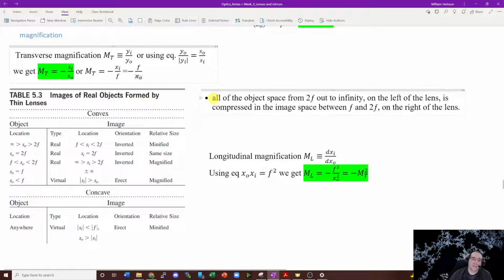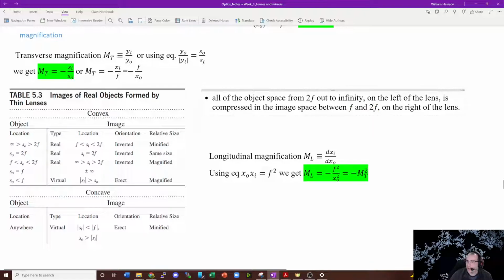And here's an interesting little thing here. All of the object space from 2f out to infinity on the left of the lens, so where we put our object, we can put it at infinity, or we can put it up to 2f distance from the lens, is compressed on the image space between f and 2f on the image side.